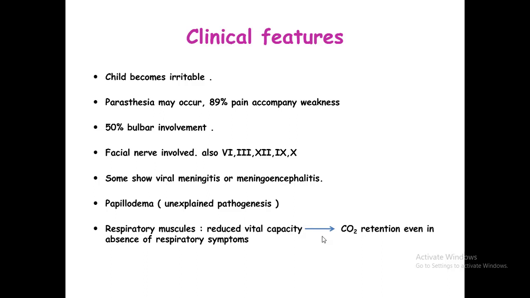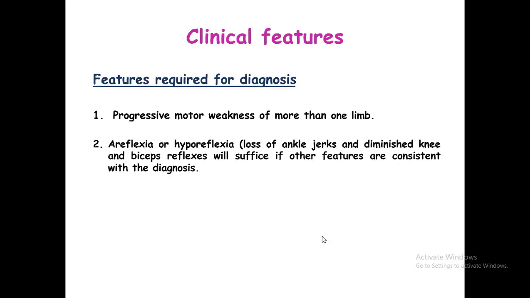There is paresthesia. There is no sensory loss, but there is paresthesia. 50% have bulbar involvement, with involvement of other cranial nerves like the facial nerve, third, sixth, 10th, ninth, etc. Sometimes meningeal signs can be found. Papilledema is rarely seen and is unexplained. Respiratory muscles can be involved.